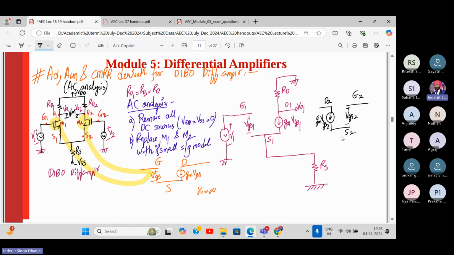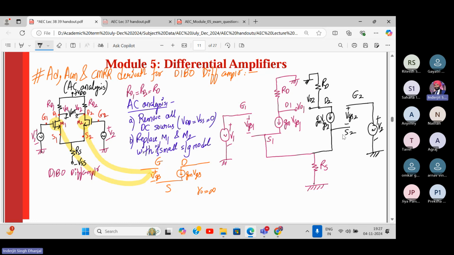GM into VGS2, correct? And what is connected between the gate terminal and your source? Plus minus V2, see over here. Between the drain 2 terminal and ground, we have RD2, which is RD only over here. And at the drain terminal, we have connected VO2. From the source terminal, it will go through a resistor to ground, like this. Correct?